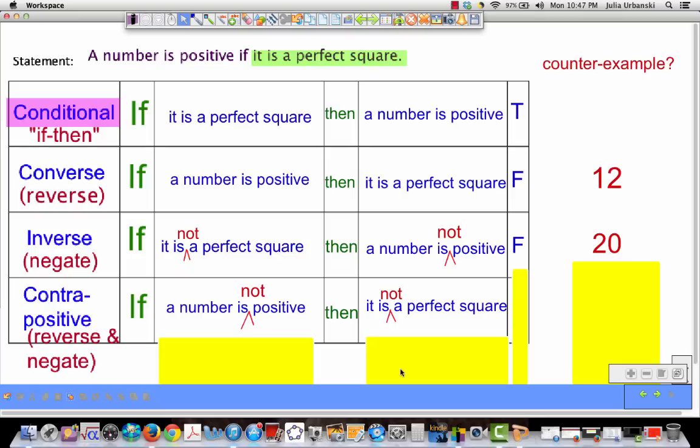Think about that. Is that true or false? If it's not positive, that means it's 0 or it's negative. And if it's 0 or negative, then it can't be a perfect square. So that's true. When it's true, there's no counterexample. You just leave that part blank.